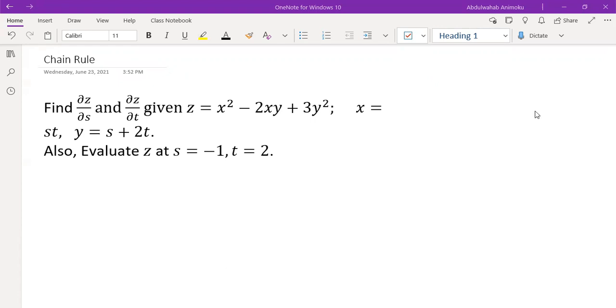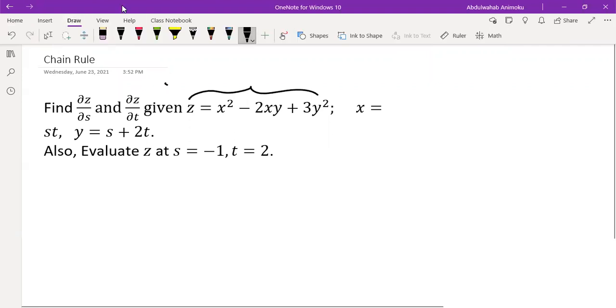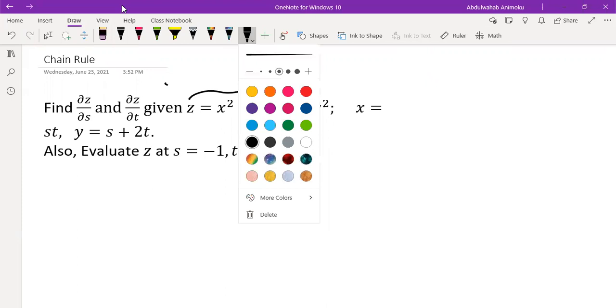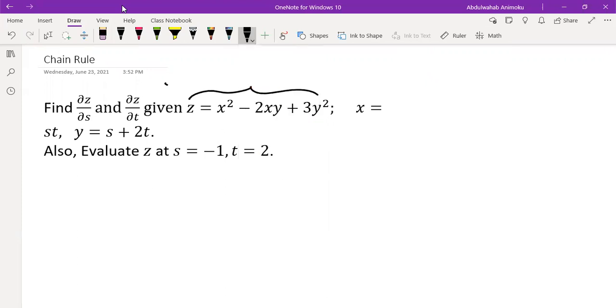So we have the function z, which is actually a function of x and y, where x is a function of s and t, and y is a function of s and t as well. Now we are going to find the partial derivative of z with respect to s, as well as that of z with respect to t.